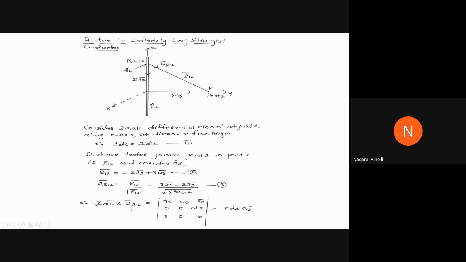Then write the coordinates of the AR12 bar unit vector. It is r divided by the square root of r square plus z square. Then the phi coordinate is 0, and the z coordinate is minus z upon the square root of r square plus z square. But for convenience, it is just taken as r, then 0, then minus z. Here we are neglecting the square root of r square plus z square, but it will be considered later.